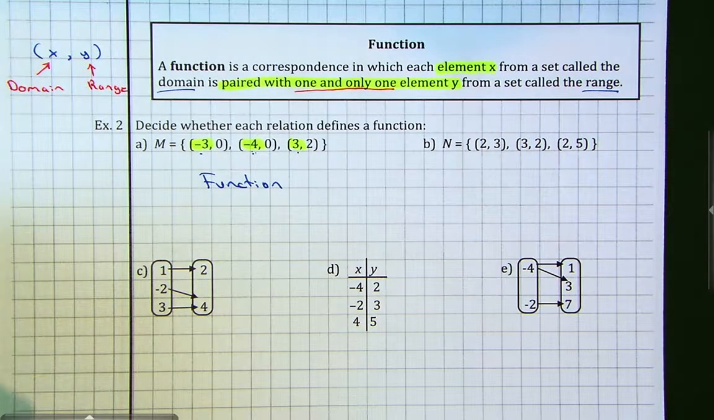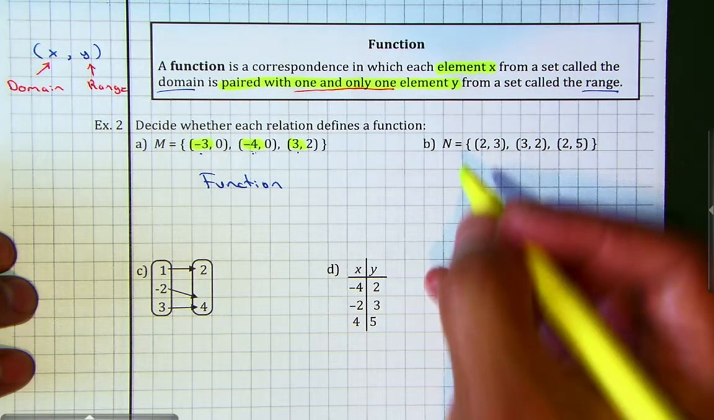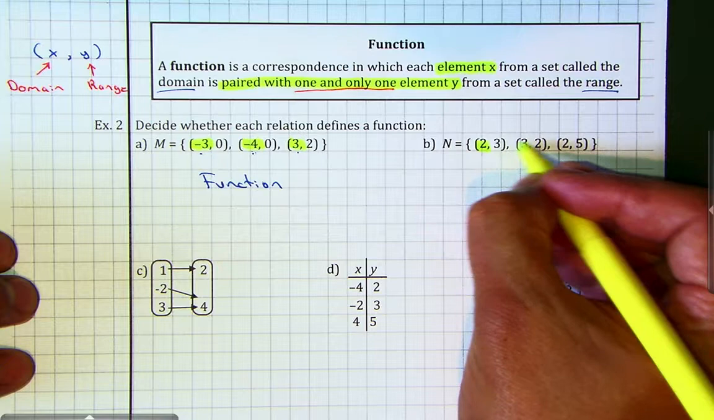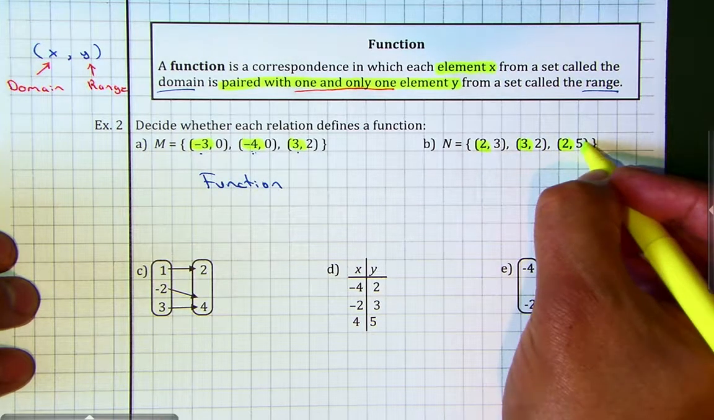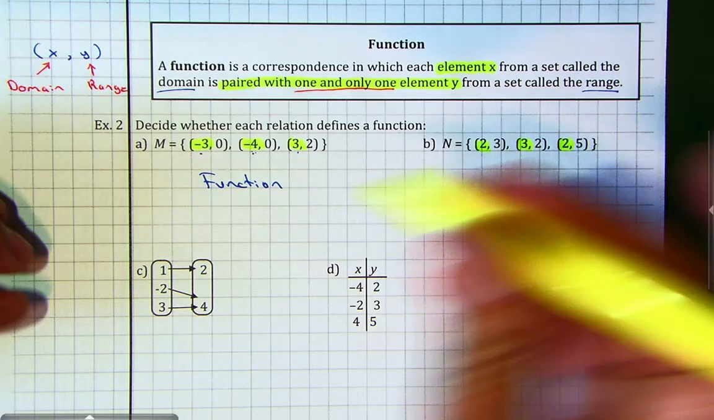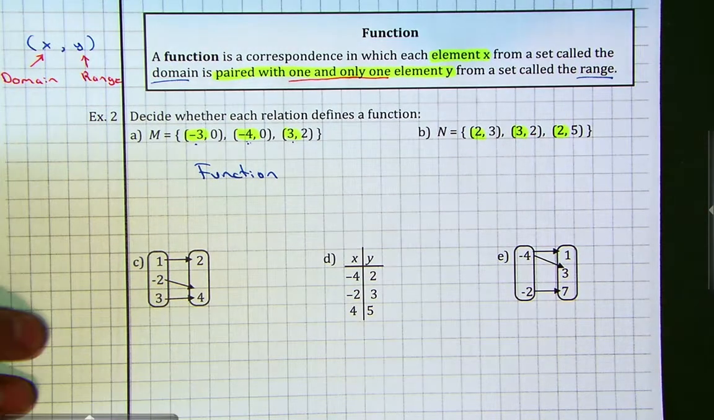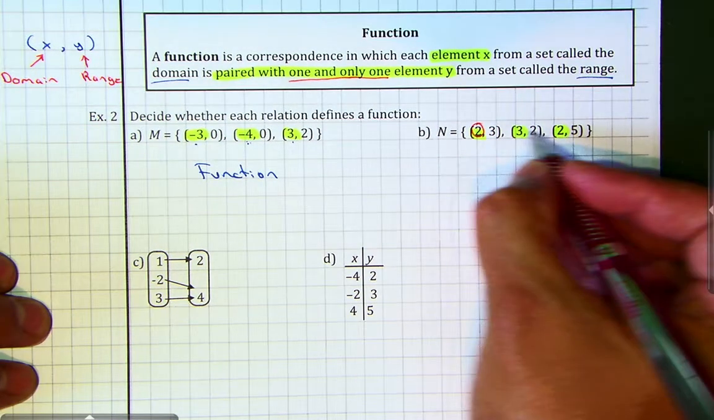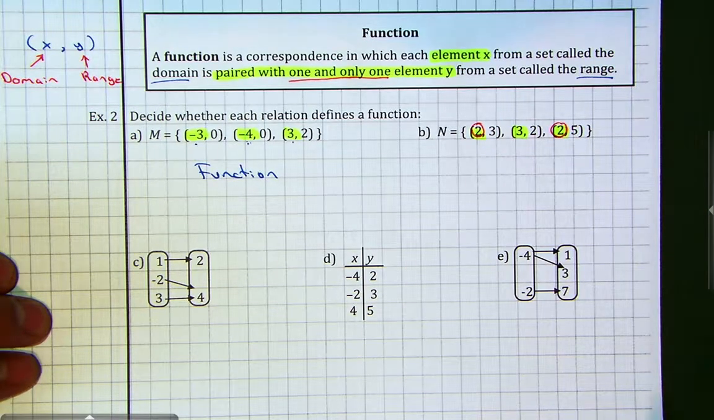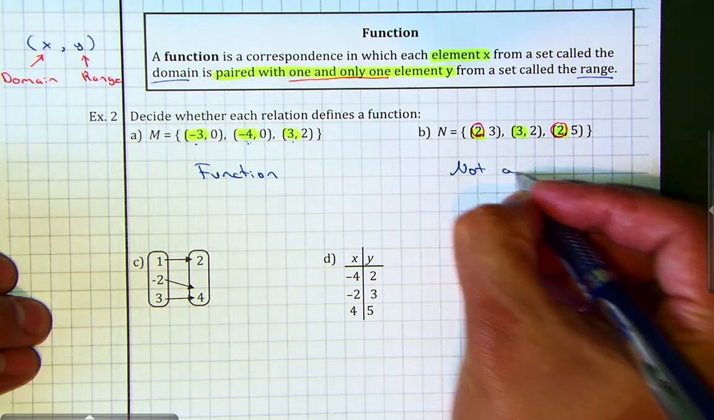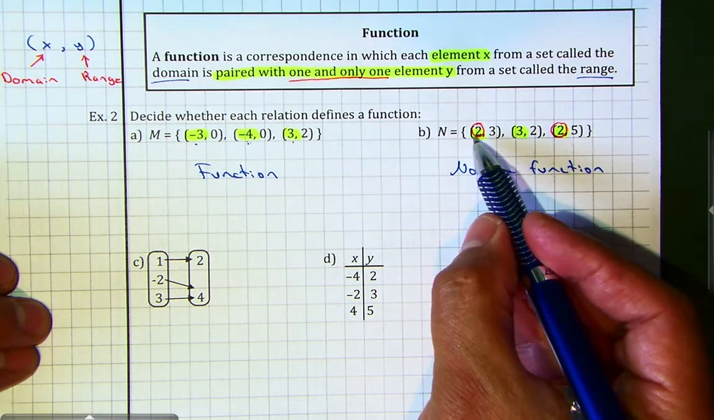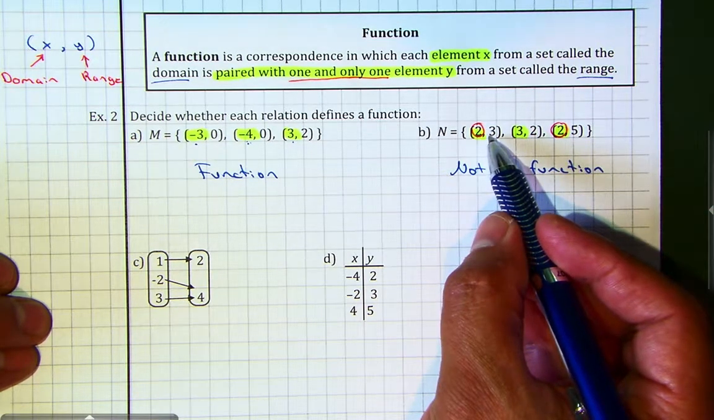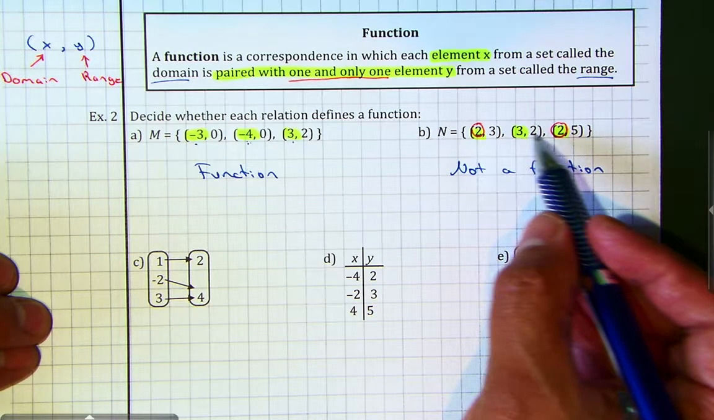So we are concentrating on the values of x. The 2 is paired up with a 3. The 3 is paired with a 2. And now the 2 is paired up with a different number. So therefore, not a function. You cannot plug in a 2, then get a 3, then plug in a 2 again and get a different number.